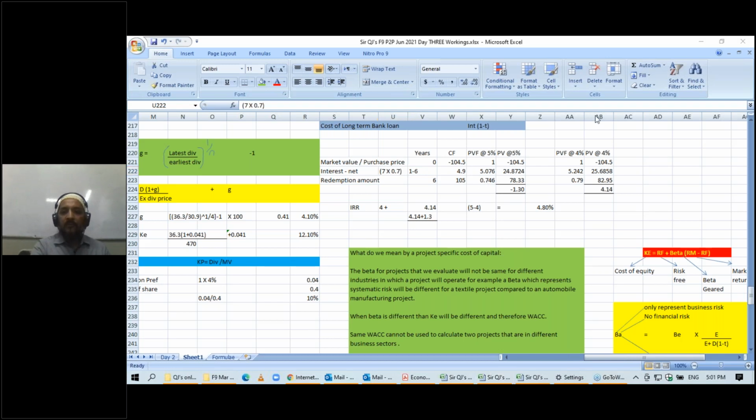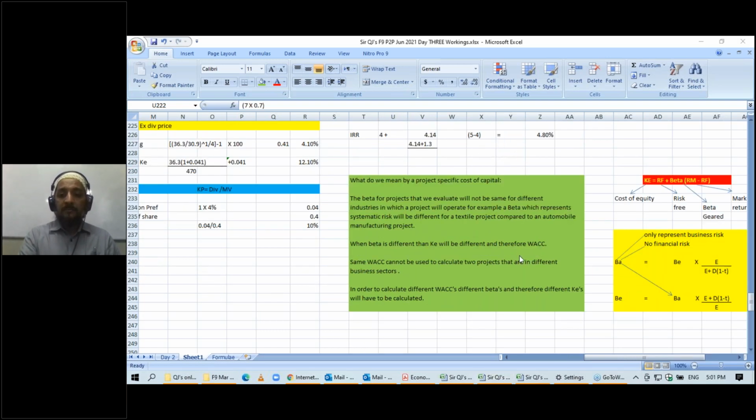Okay, now let's talk about the project specific cost of capital. Students, look at the green patch, I'm explaining from there. In this formula, if you can note, there is a beta. Now this beta is the magnitude of risk.